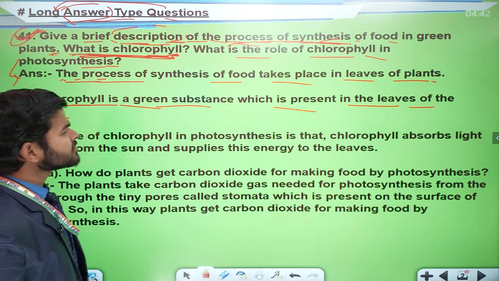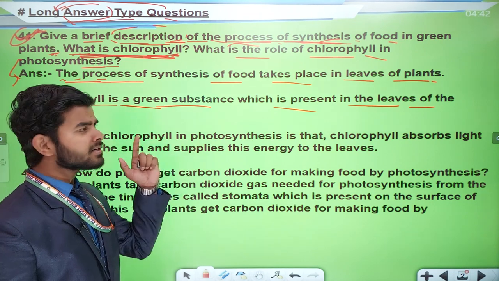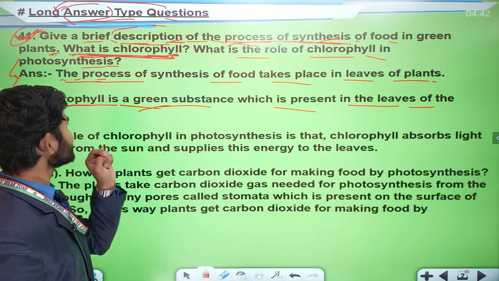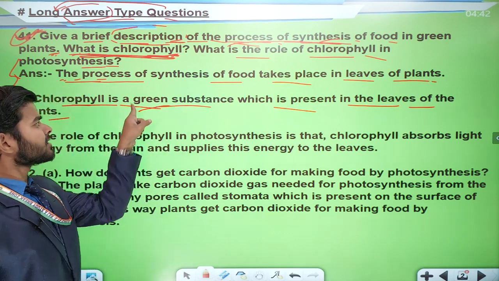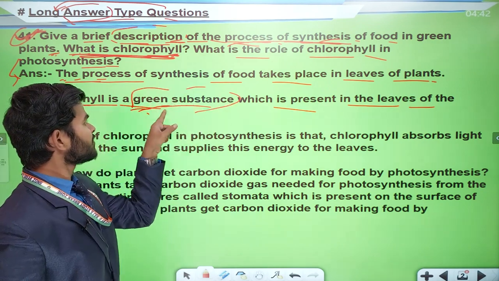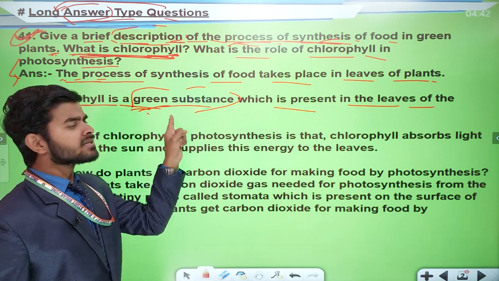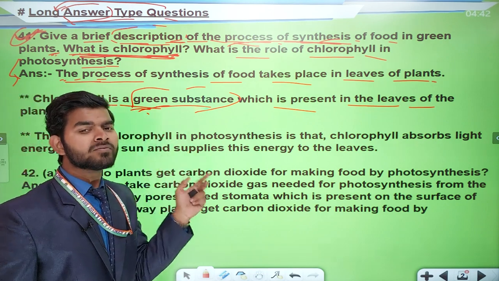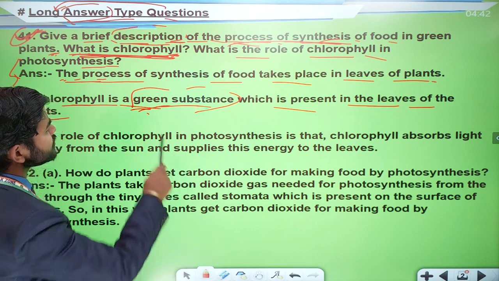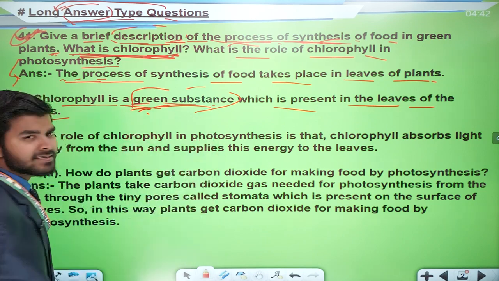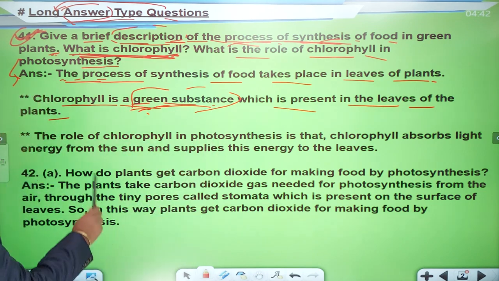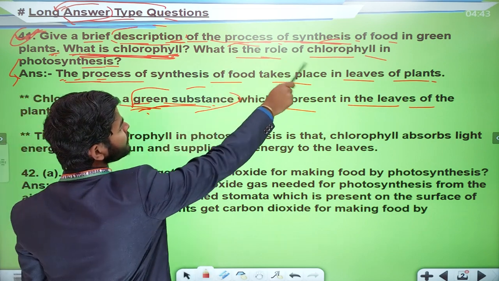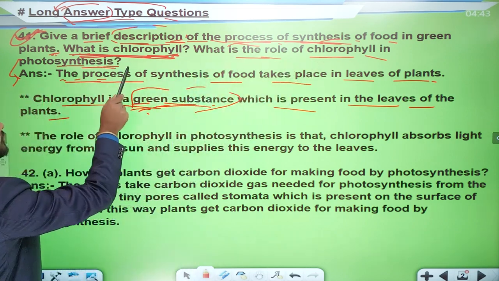And an objective question can be asked from this particular point. It can be asked that chlorophyll is: option A, green substance; option B, yellow substance; C, red substance; and D, all. Then what will you tick? You will simply tick the green substance.